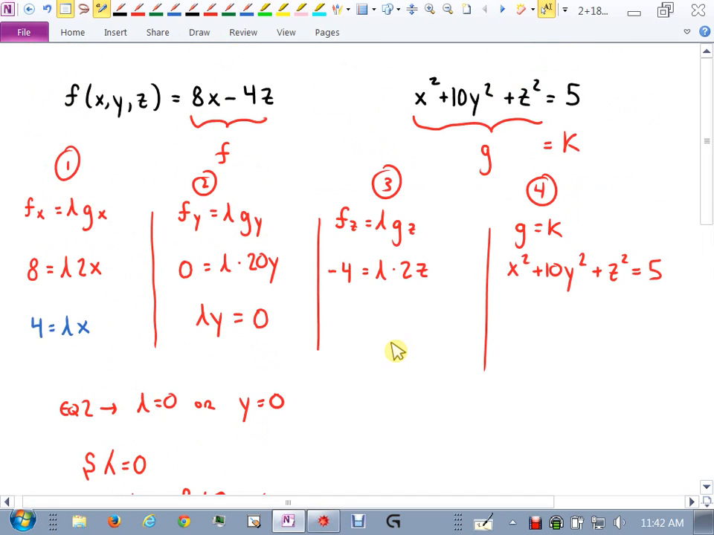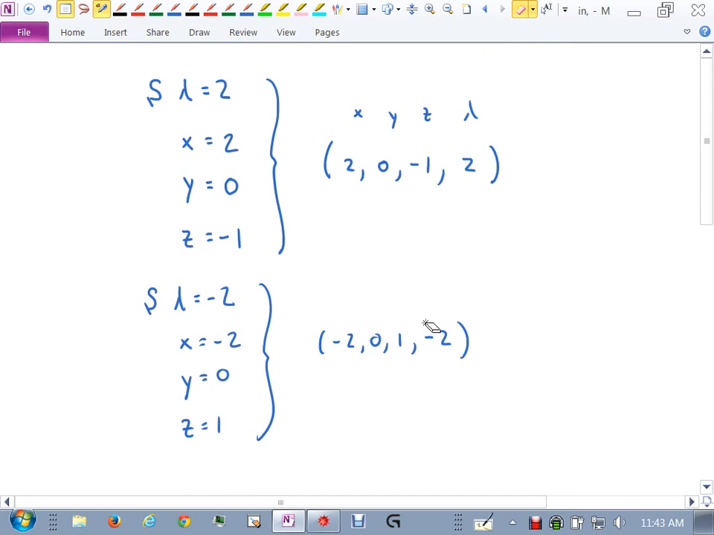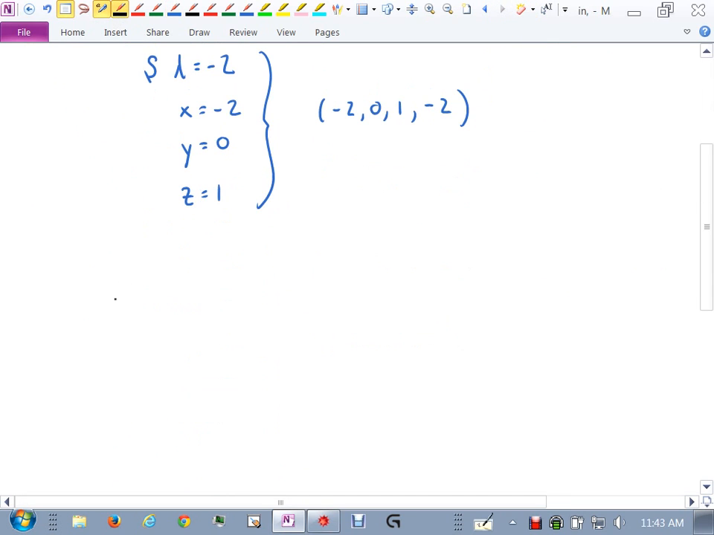All right, so now what I need to do is figure out which is the max and which is the min, right? So I need to come back up here, take my results. I need to figure out what points I'm plugging into f. 2, 0, negative 1, and then I need to plug in negative 2, 0, 1. There we go.